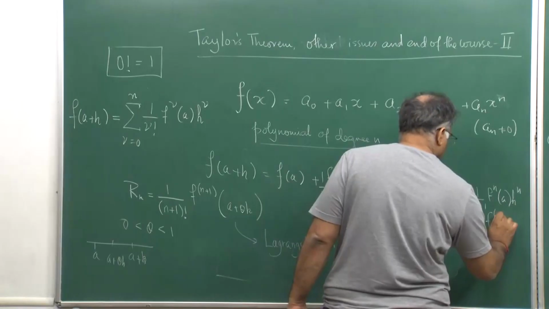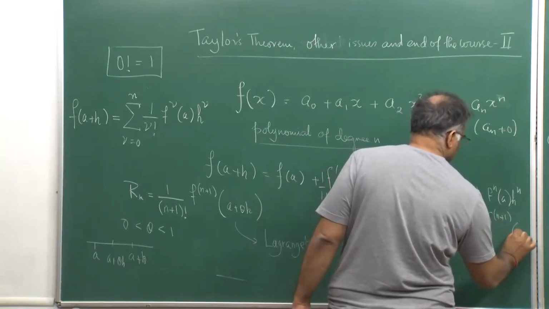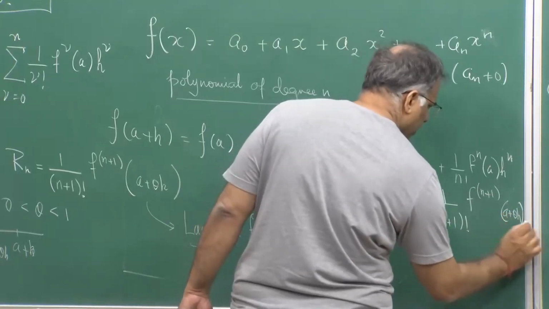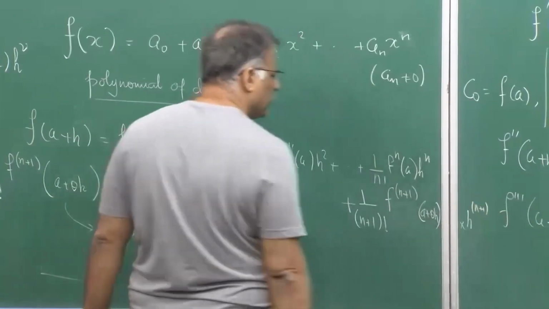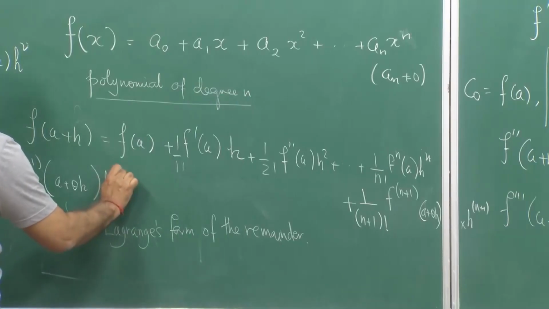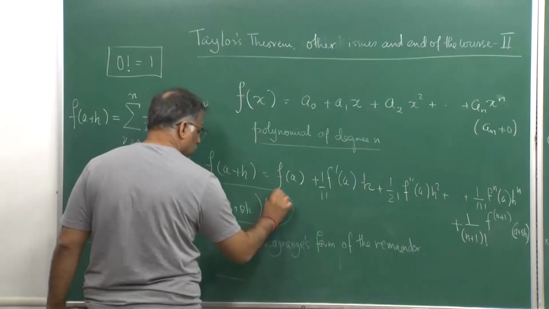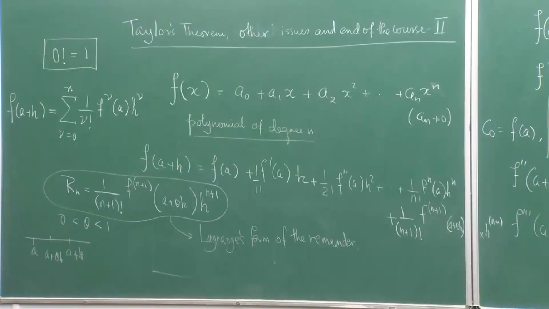So, I can have it as f n plus 1 of a plus theta h, into h n plus 1. Sorry, here I should have also h n plus 1. So, this is the Lagrange form of the remainder, and do not forget the h n plus 1. This is the basic intuition.